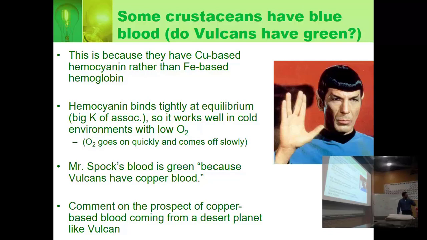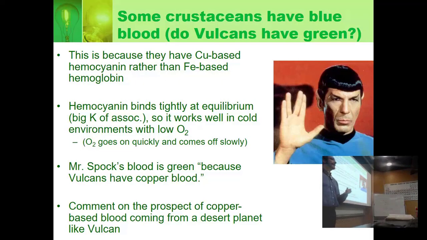I think you see that in the new Star Trek movies as well, because it's a huge thing. Vulcans have green blood. The reason why they did this is they knew that there were things like snails and octopi that use copper-based blood, and so they said, let's have a humanoid that uses copper-based blood. Now, hemocyanin, which is the copper-based oxygen-binding molecule, will bind very tightly, has a big K. It works well with low oxygen in cold environments, like if you're at the bottom of the ocean. Oxygen goes on quickly and it comes off very slowly at those temperatures, though. It's good for binding, but it's not necessarily good for transport because it never lets go.